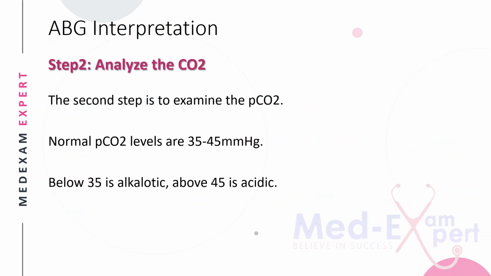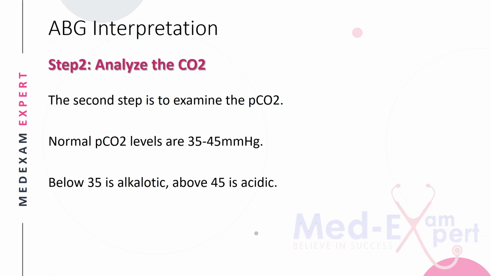Then the second one, I want to analyze the carbon dioxide. The normal partial pressure of carbon dioxide is from 35 to 45 millimeters of mercury. Below 35, when CO2 decreases, we know it will lead to alkalosis, and when it's more than 45, it leads to acidosis. So I'm going to check the CO2 level and note down whether it is abnormal or normal, and if it's abnormal, here it's acidotic.